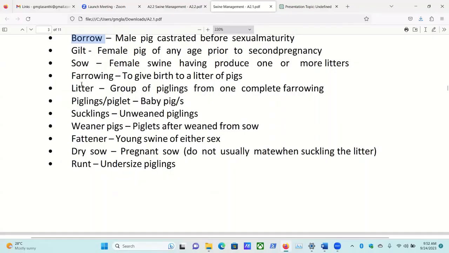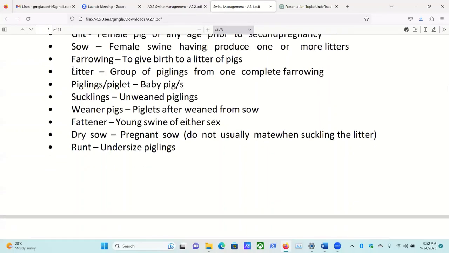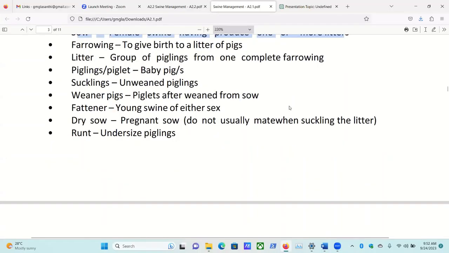Gilt means a female pig which doesn't have any pregnancies before. In Sinhala we say Nambiyo. Likewise, sow means the female swine who has produced one or more litters. That means she has already had some pregnancies. A gilt has not given birth to piglets before. A sow is one who has given birth before.